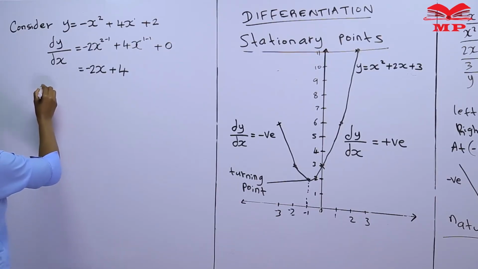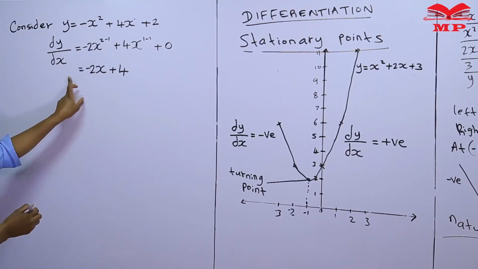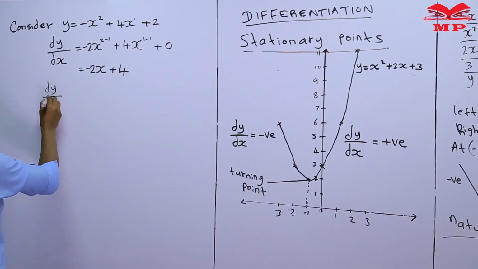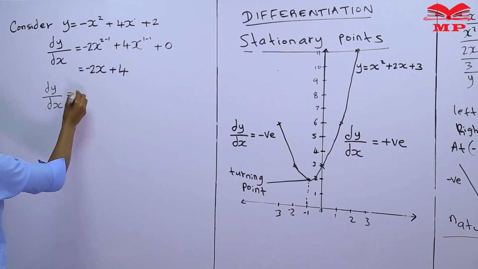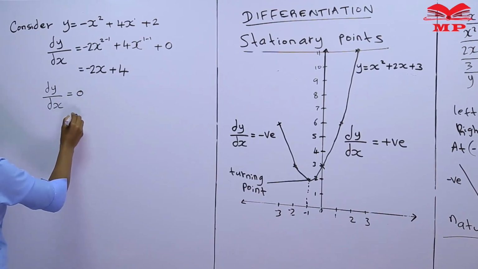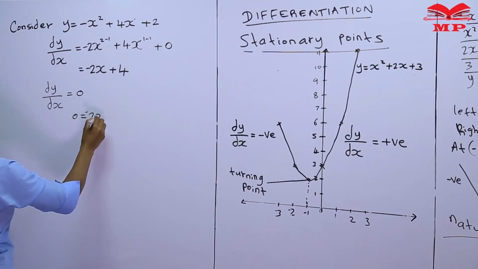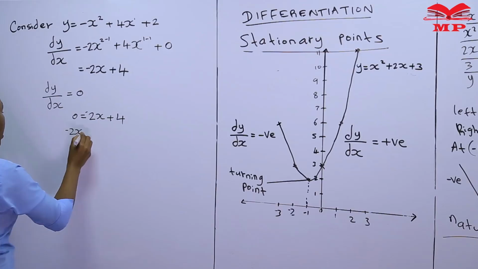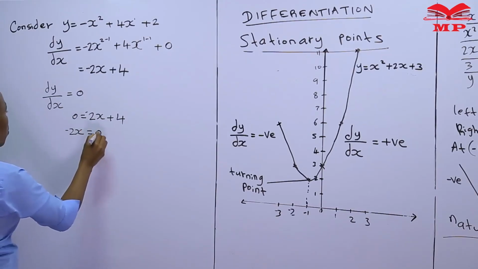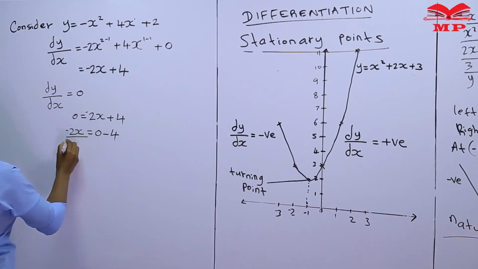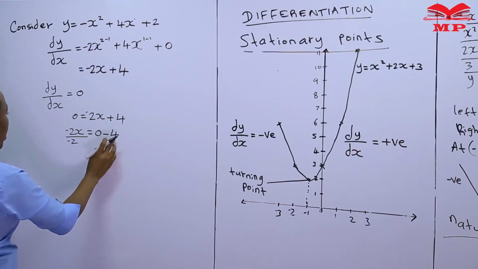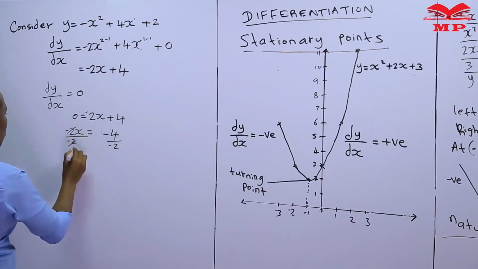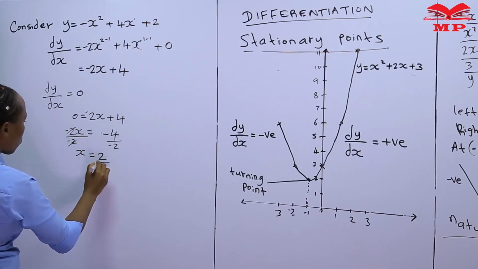Then we know that at the stationary point, we want to equate this to 0 and find x. So dy all over dx at the stationary point is equal to 0. We have 0 is equal to negative 2x plus 4. So negative 2x is equal to 0 minus 4, which is negative 4. We divide by negative 2, so x is equal to 2.